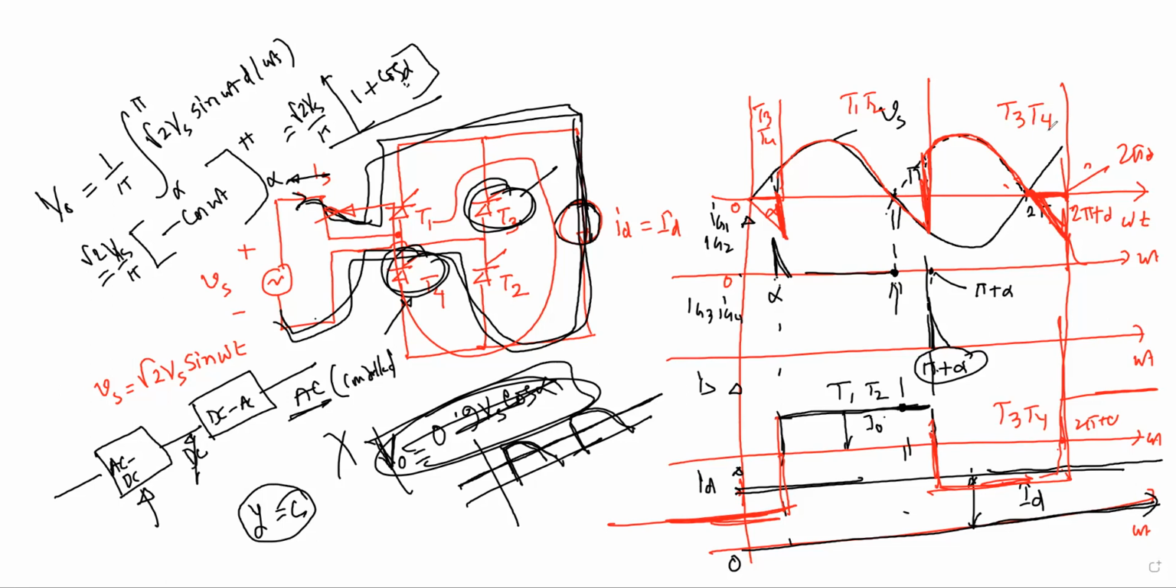Okay, so now the commutation. Commutation means the shifting of the current from T1 and T2 to T3 and T4 will be done at alpha, at π plus alpha, where you are applying the firing pulse.